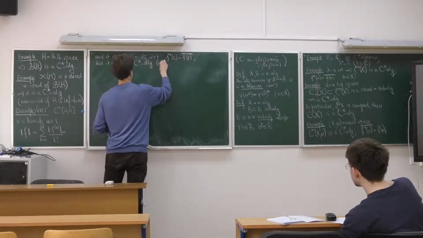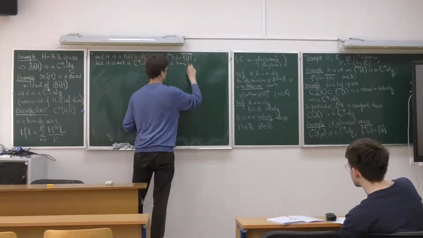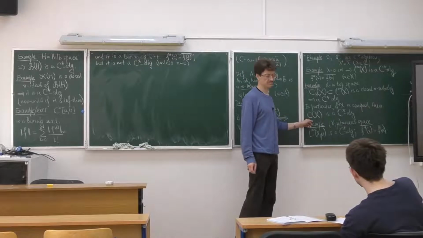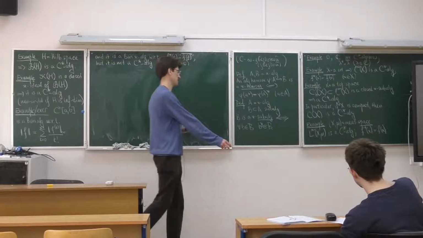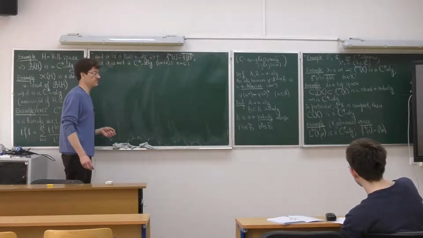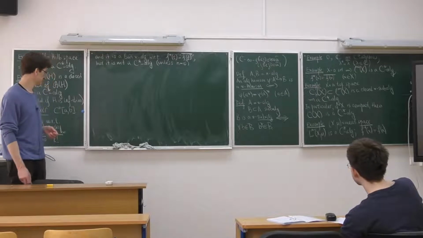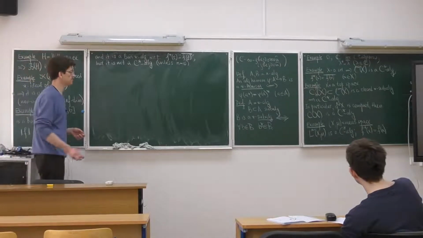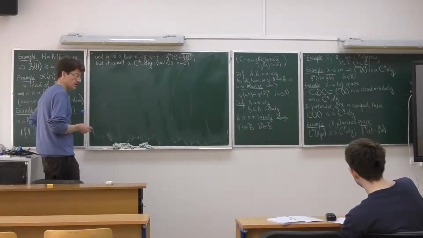Unless n is 0. If n is 0, then we come back to this example. This is just the algebra of continuous functions. But if n is greater than or equal to 1, then this is a Banach star algebra, but it is not a C-star algebra. So a simple calculation shows that the C-star axiom fails. Okay.